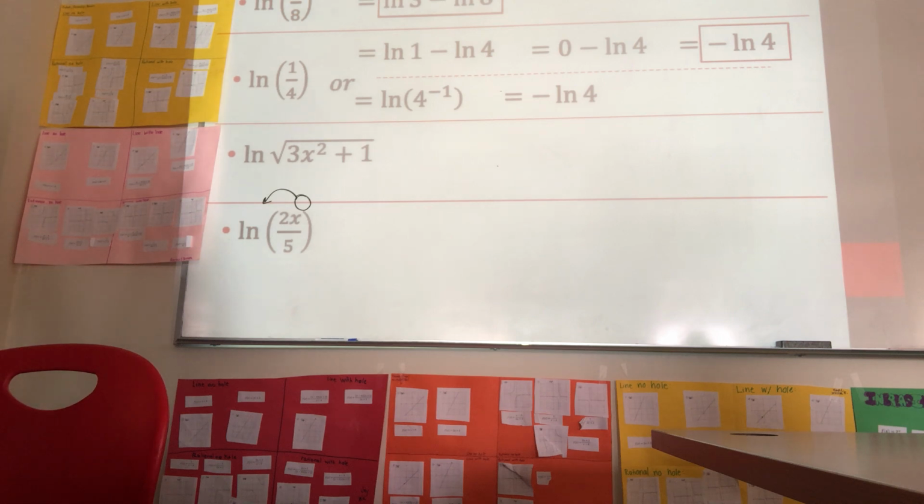Okay, the next one, I'm going to rewrite it first. Is ln of 1 always 0? Or like log of 1? Any logarithm of 1 is always 0. Yep, any kind of log.